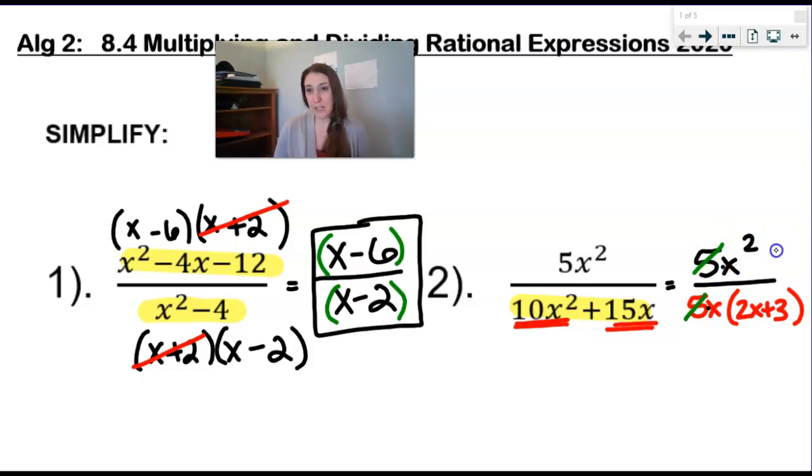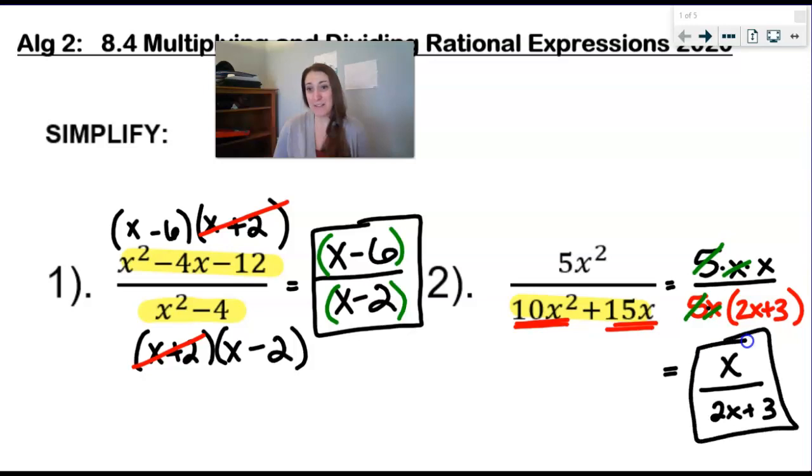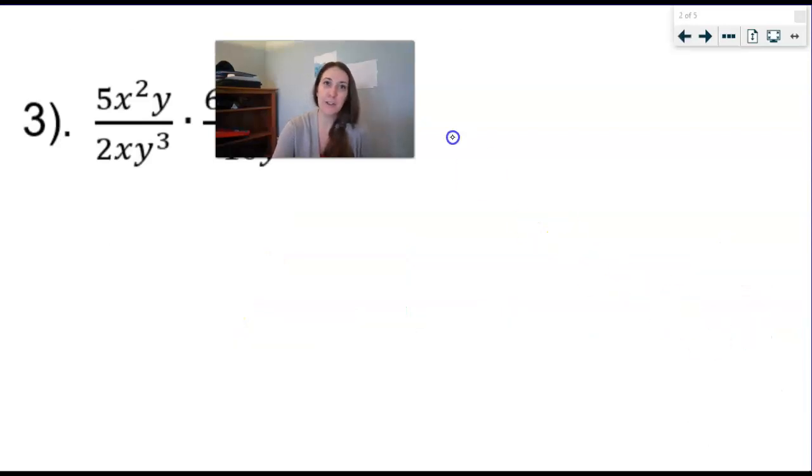And then this is a little tricky, because you think of x squared as x times x separately. One of the x's will cancel. That's what's happening there. So our numerator still has an x, and our denominator is still the polynomial 2x plus 3. That is your final answer for that simplifying question. So it depends on your ability to factor and then to carefully cancel terms.